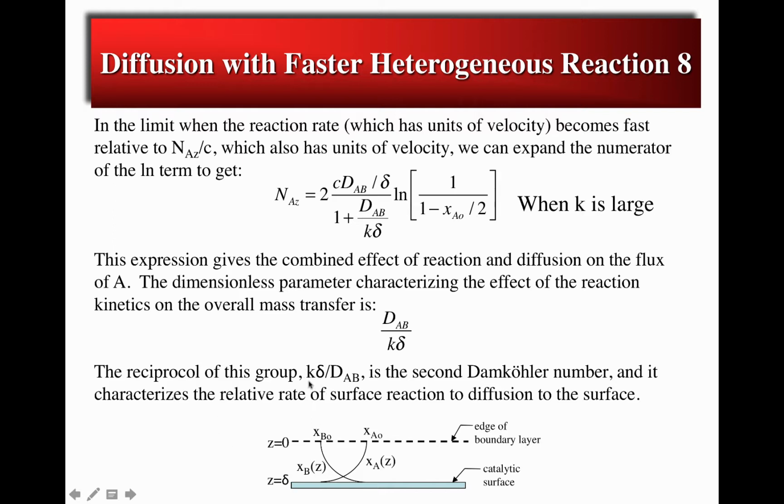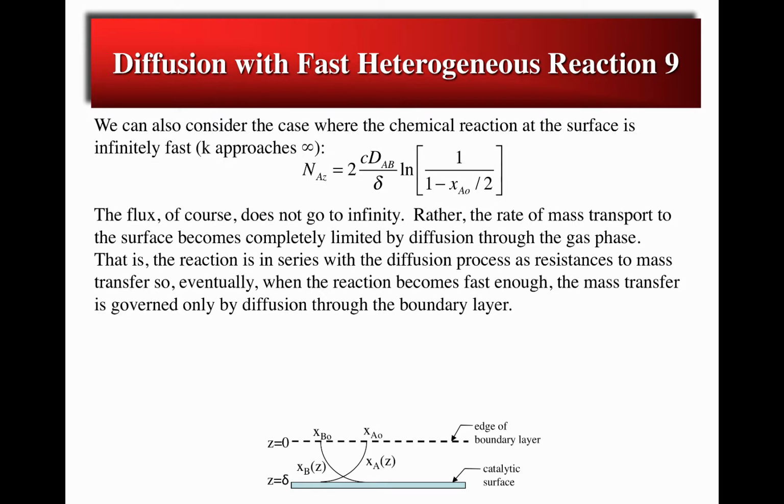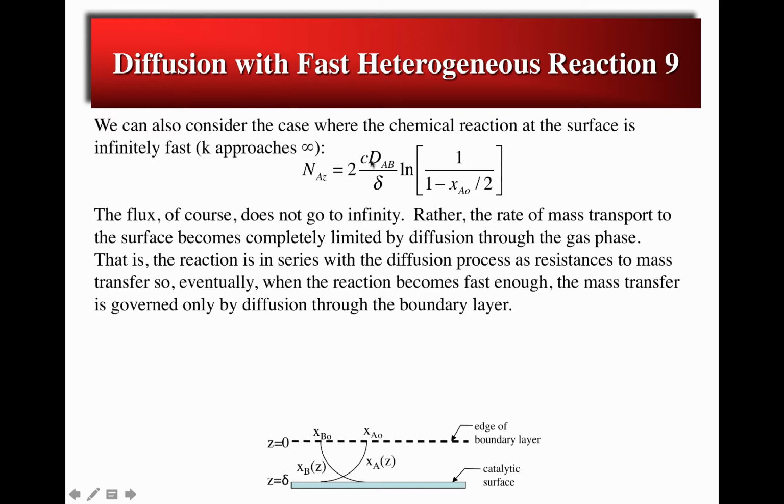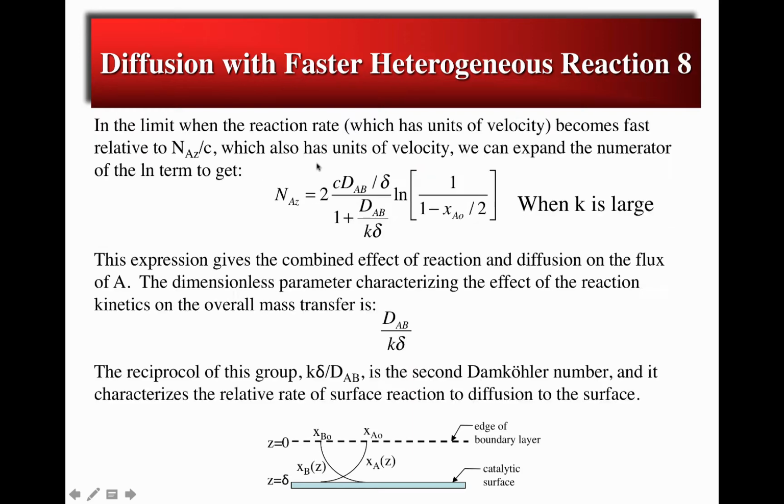So when this grouping of terms is large, it means that either the diffusion coefficient is small or the reaction rate constant is large, or the thickness is large, and the reaction is much faster than the diffusion. When it's small, it means the reaction is slow, the thickness of the boundary layer is thin, the diffusion coefficients are high, or some combination, and then diffusion is faster than chemical reaction. We can consider the case where the chemical reaction at the surface is infinitely fast, that is, where K approaches infinity.